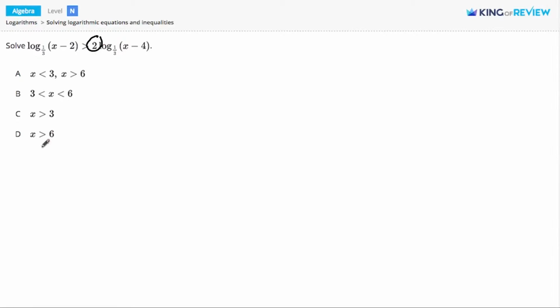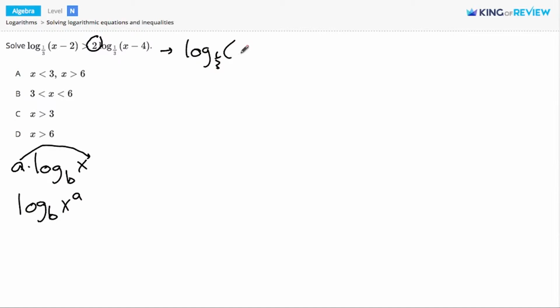We can fix that by remembering that if we have a number a times a log base b of x, we can move the a inside the log as an exponent on the x we already had. If we apply that in our inequality, we have the log base 1/3 of x minus 2 is greater than the log base 1/3 of x minus 4 squared. Just moving the 2 inside the log as an exponent.